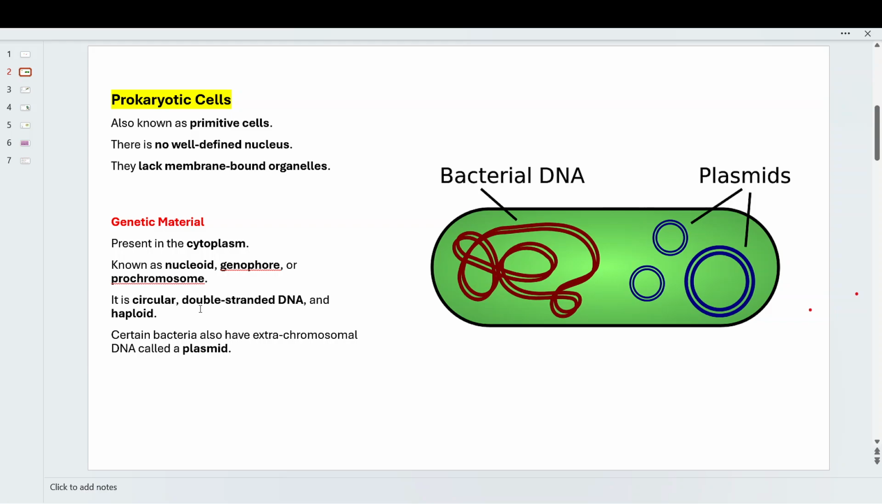And here is something interesting: some bacteria have a small extra piece of DNA called a plasmid. Certain bacteria also have extrachromosomal DNA other than the main genetic material. These plasmids are not part of the main DNA but carry extra genes, for example, genes that give antibiotic resistance.